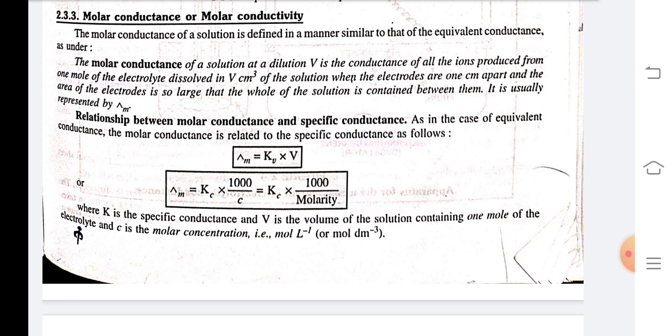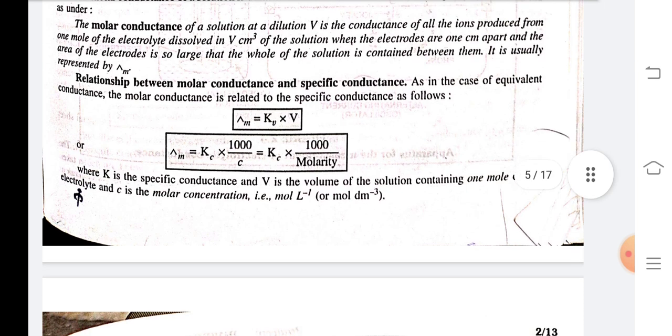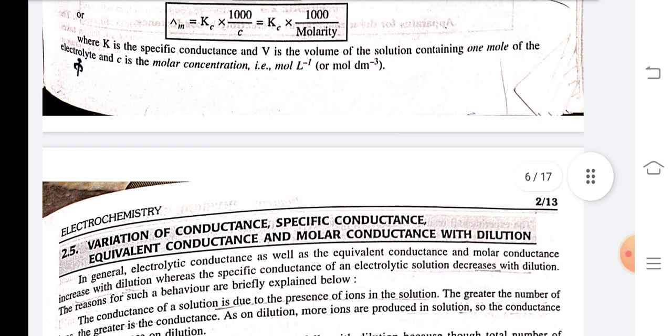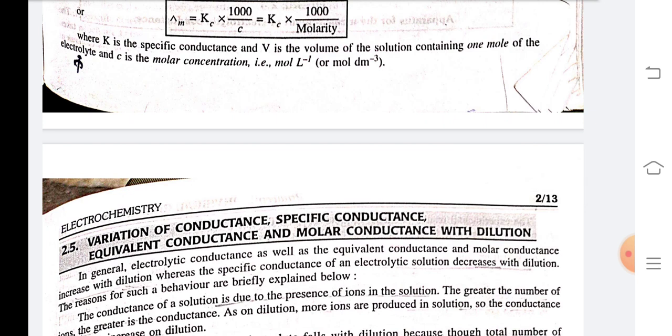Relationship between molar conductance and specific conductance. As in the case of equivalent conductance, the molar conductance is related to the specific conductance as follows. Lambda m equals Kv into V. Lambda m equals Kc into 1000 by C, equals Kc into 1000 by molarity, where K is the specific conductance and V is the volume of the solution containing 1 mole of the electrolyte, and C is the molar concentration, that is mole per liter.